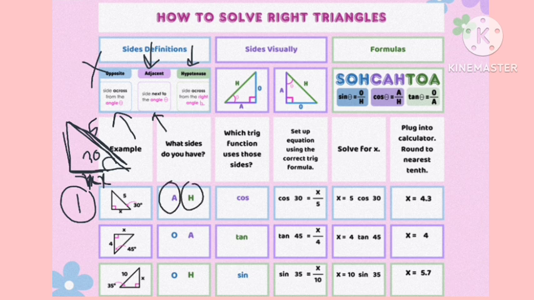Now come to the formula: cos theta is equal to A by H. And what is the angle given? Cos 30 is equal to x by 5. So x is equal to 5 cos 30, which is equal to 4.3. Okay, now come to the next example.